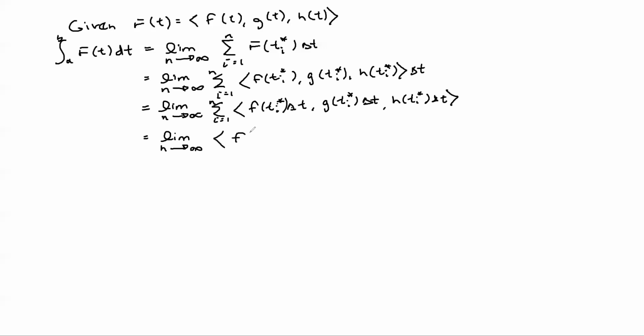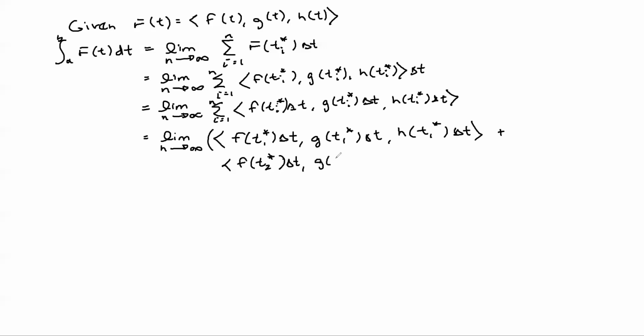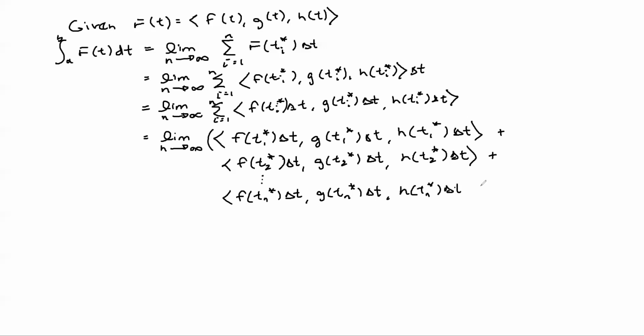And so we're going to end up with f of t sub 1 star change in t, g of t sub 1 star change in t, h of t sub 1 star change in t, plus the next one, f of t sub 2 star change in t, g of t sub 2 star change in t, and h of t sub 2 star change in t, plus, and so on, f of t sub n star change in t, g of t sub n star change in t, and then h of t sub n star change in t.